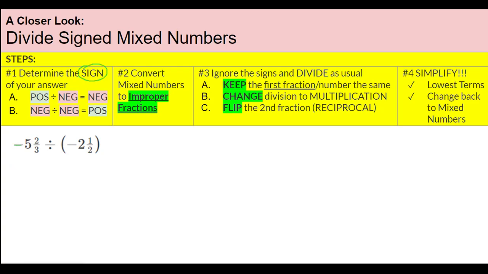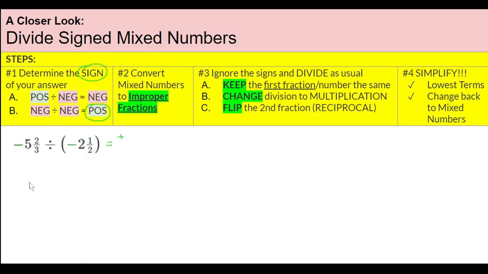All right, I have a negative divided by a negative. Negative divided by negative. I have one negative, two negatives. That's going to be positive, right? Positive, negative, negative, positive. Okay, step two.